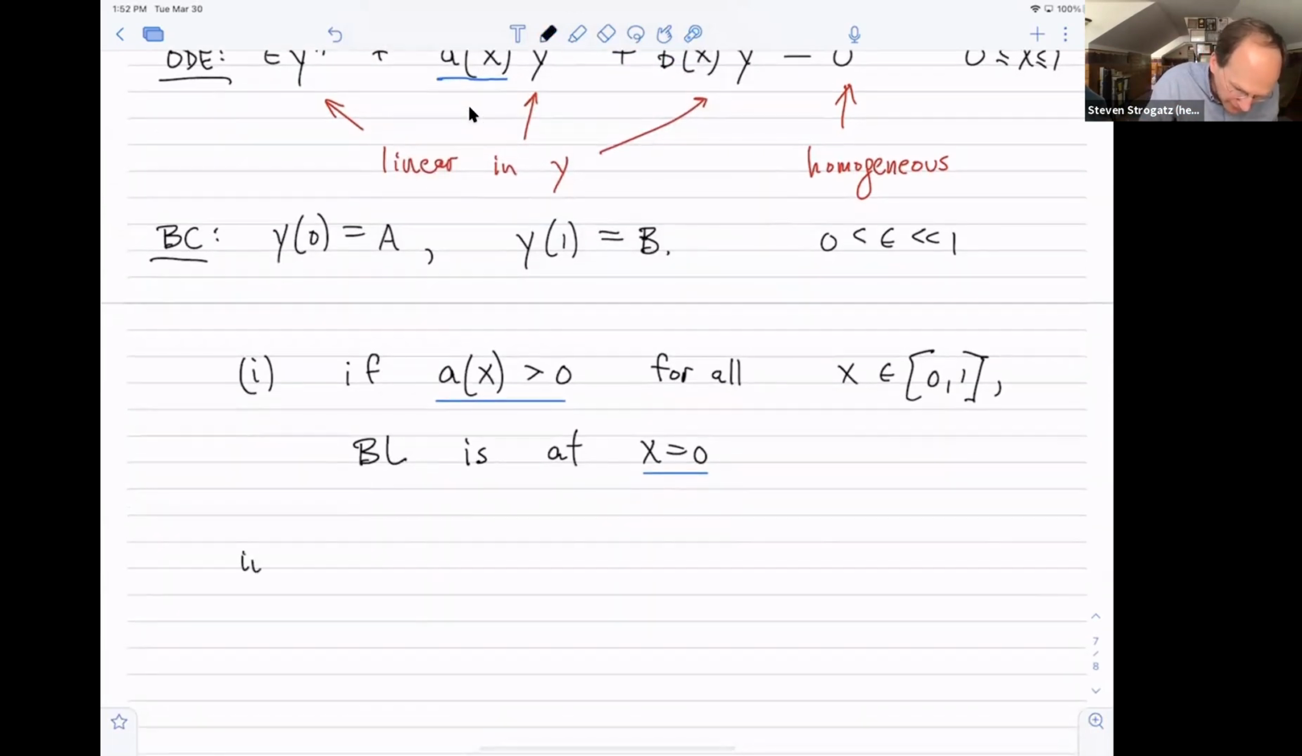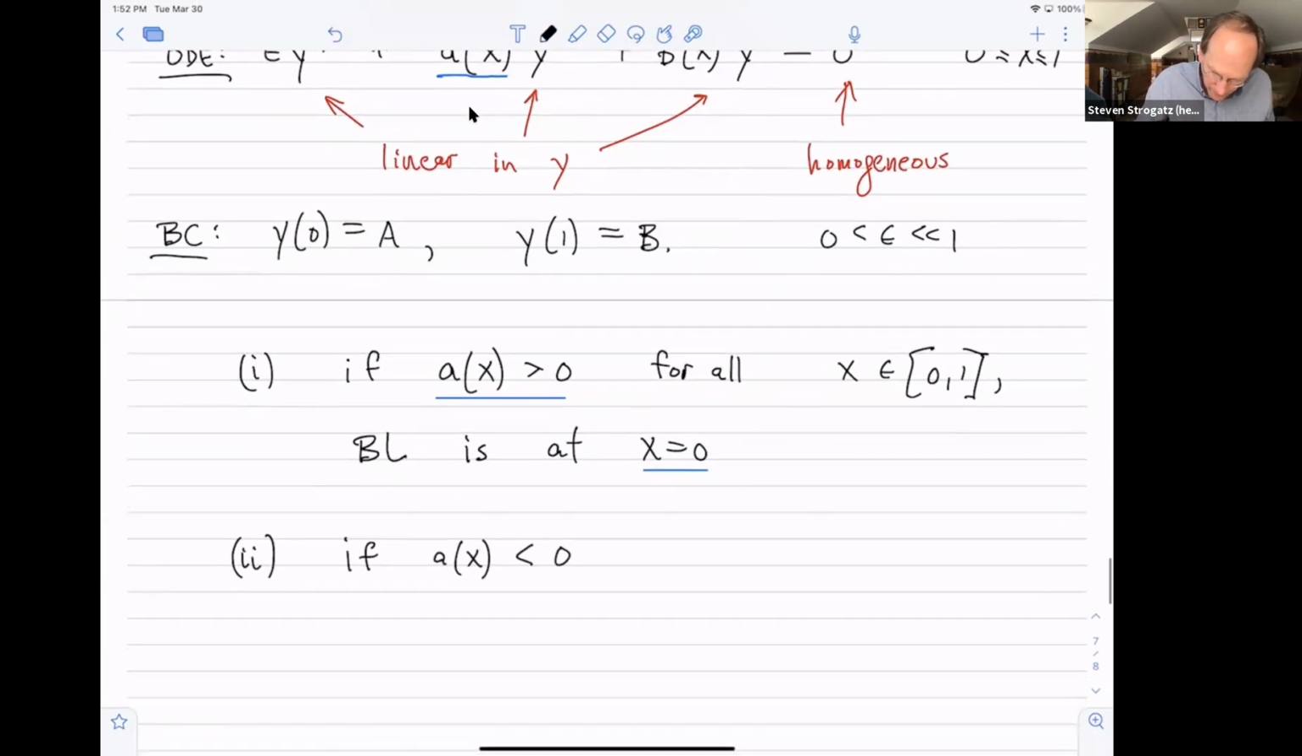So conversely, if the damping, if this A of x is everywhere negative on this interval, then the boundary layer is at the other end.